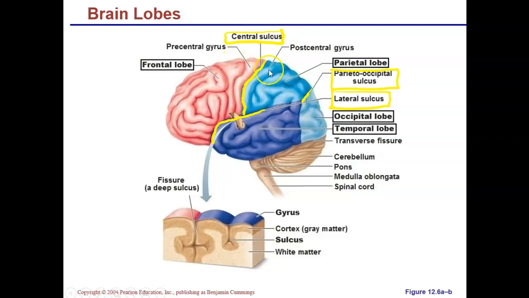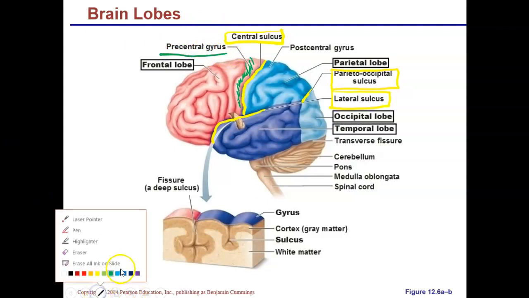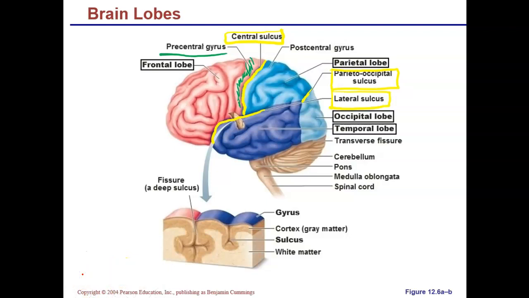Now, there are two important gyri to remember here. And remember, gyri are the parts that are sticking out. This one right here is called the precentral gyrus, and it is located on the frontal lobe. And then behind it, this one is the postcentral gyrus, which is located on the parietal lobe. We'll talk about the functions as well, but as far as naming the structures goes, it's important to identify these for your lab exam.